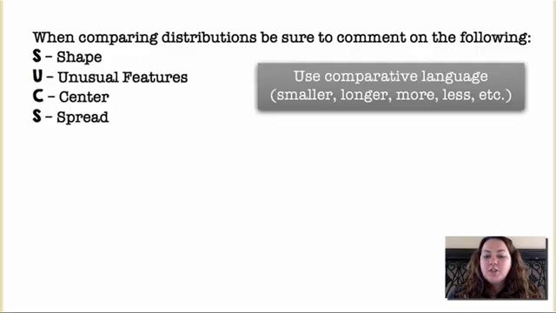When you're comparing distributions, you want to try to comment on shape, unusual features, center, and spread. So an acronym you can use is SUCS: shape, unusual features, center, and spread. And you want to try to use as much comparative language as possible, so words like smaller, longer, more, less, those types of things.